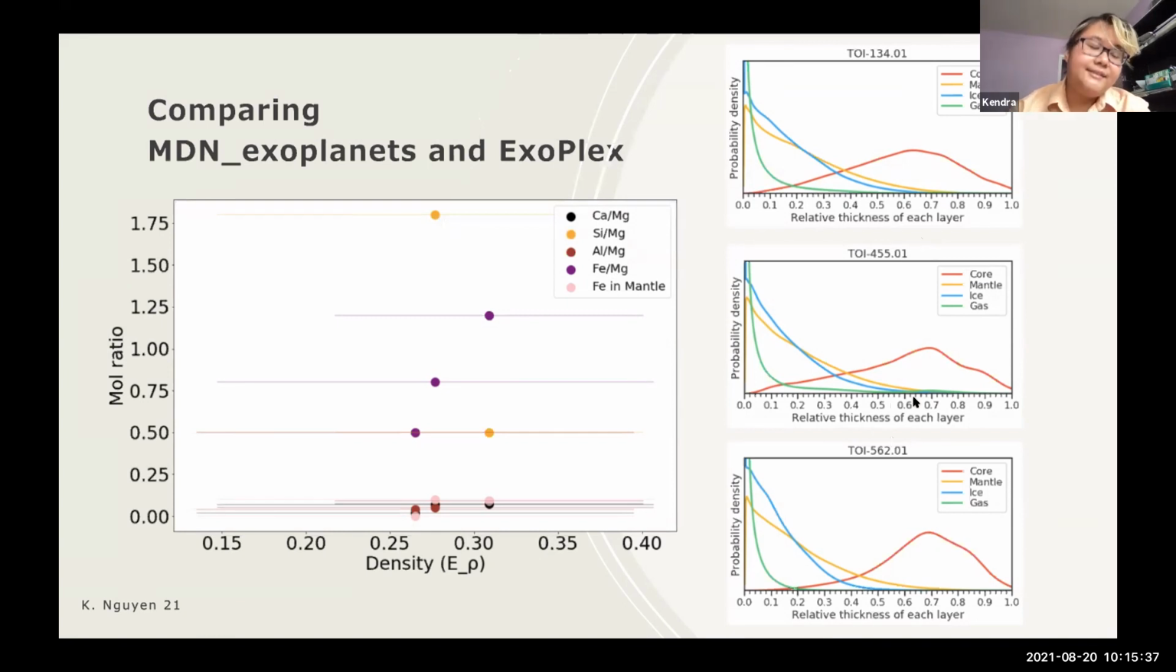So we can't currently draw any conclusions given our limited sample, but we do see, as expected, an increase in iron to magnesium ratios as the Earth density increases. And you can't see all the dots here because some of the dots do overlap each other.